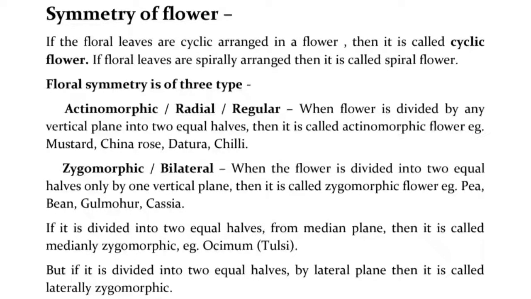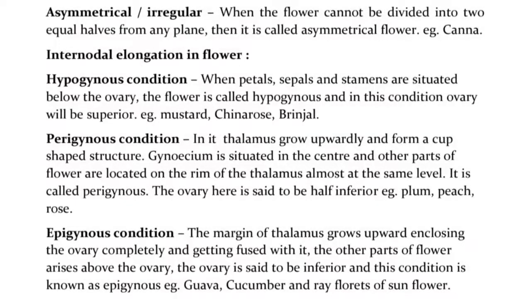Zygomorphic, bilateral: when the flower can be divided into 2 equal halves only by one vertical plane, then it is called zygomorphic flower, e.g. pea, bean, gulmohar, cassia. If it is divided into 2 equal halves from the median plane, then it is called medianly zygomorphic, e.g. ocimum, tulsi. But if it is divided into 2 equal halves by the lateral plane, then it is called laterally zygomorphic. Asymmetrical, irregular: when the flower cannot be divided into 2 equal halves from any plane, then it is called asymmetrical flower, e.g. canna.